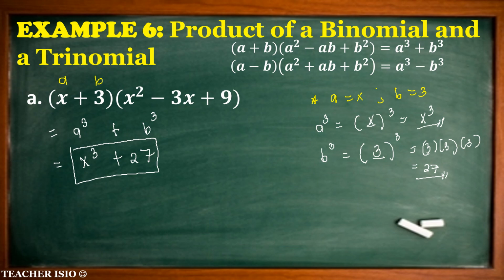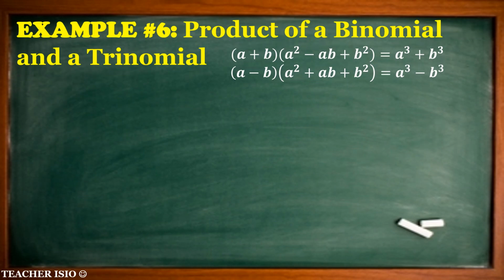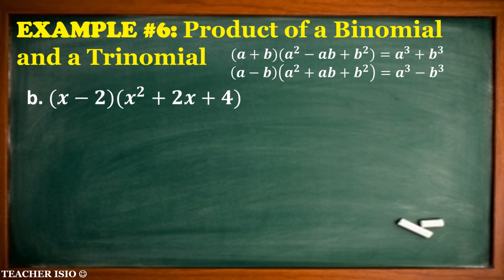So, let's have letter B naman. So, let's have another example. Ito na yung letter B. So, we have x minus 2 times x squared plus 2x plus 4. So, ang kukuha na natin ng formula ay ito. So, for us to find the product, just simply subtract the cube of A and the cube of B. So please take note, ito ang ating A at ito ang ating B. So our A is equal to x and our B is equal to 2.